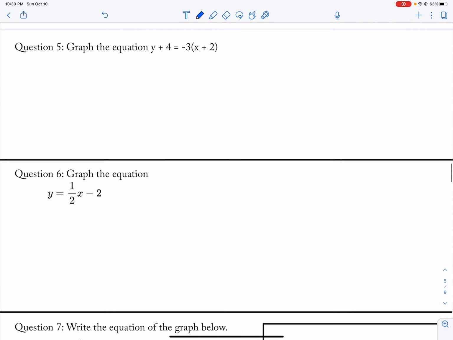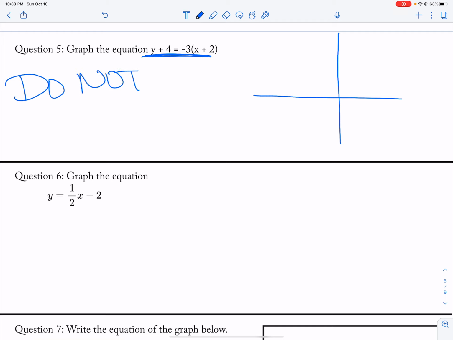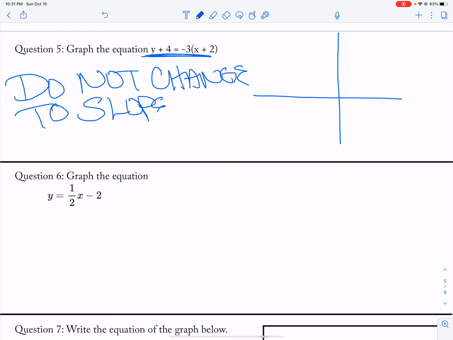Oh, I did 4 instead of 5. Let's be clear about graphing the equation here. So when I graph the equation, I need to use the coordinate point. Do not, on the midterm, do not change to slope intercept form.